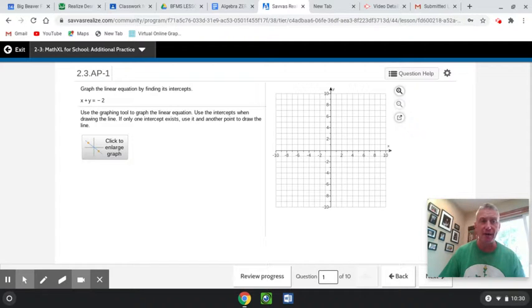Do the same thing for the y-intercept. For the y-intercept, all you have to do is put a 0 in for x. If you place a 0 in there for x, you'll get y is -2. So your point would be at 0, -2. Once you have those two, you can connect the x-intercept and the y-intercept, and it will draw your line for you.